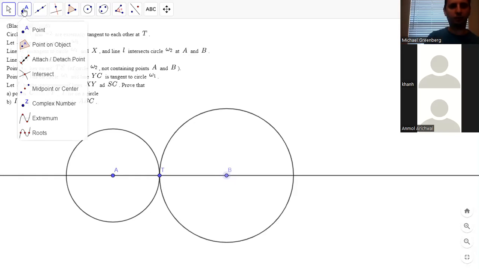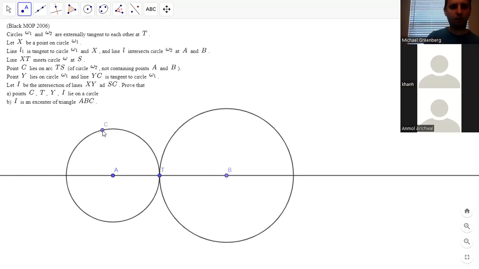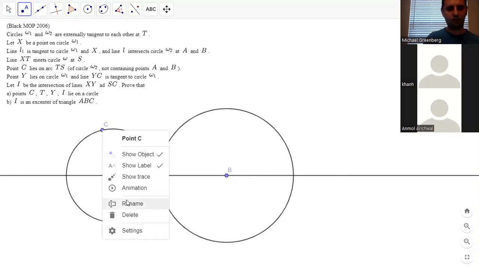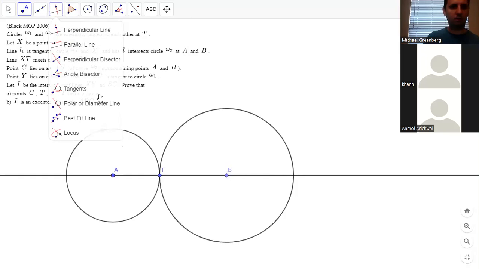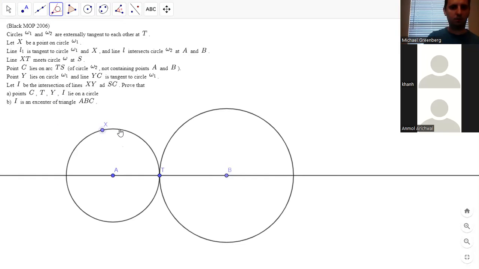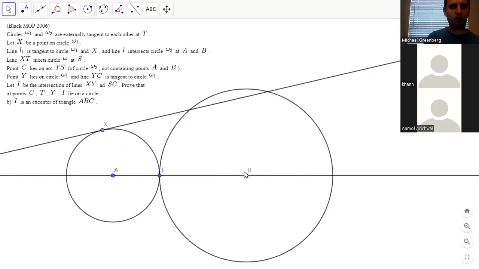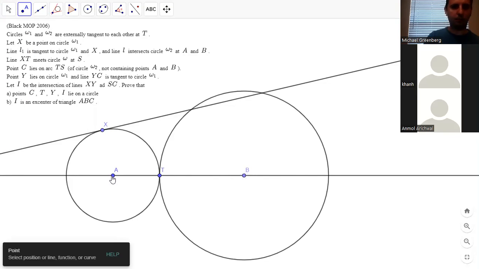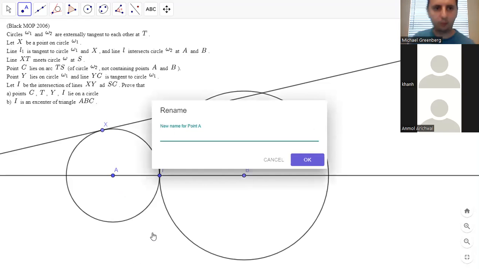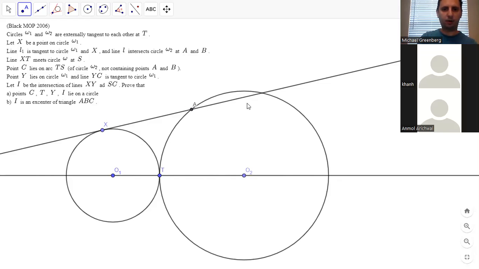Then we have a point on one of the circles, X, and we draw the tangent at X. And we want it to meet the other circle at 2 points, A and B. Oh, whoops, we'll call the circles O1 and O2. They don't say which is A and which is B, but I don't think we need it for the problem.